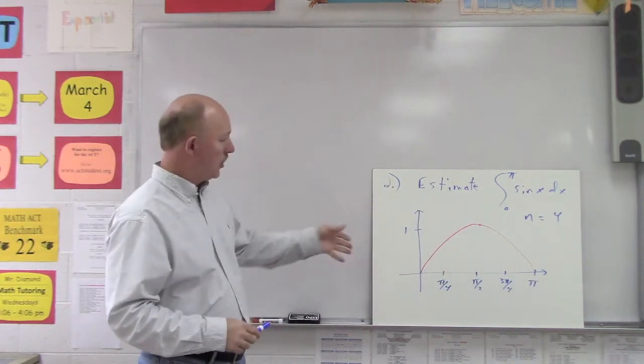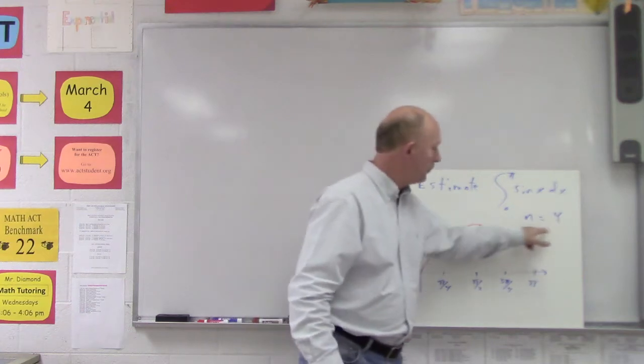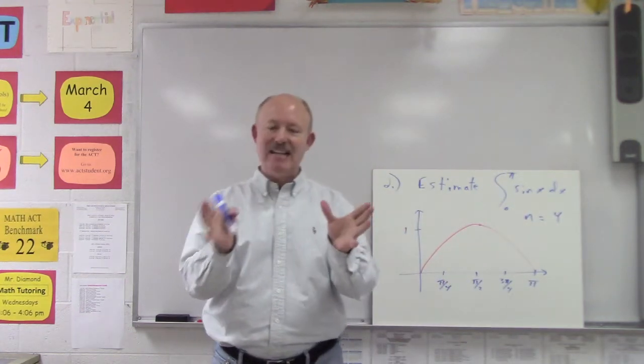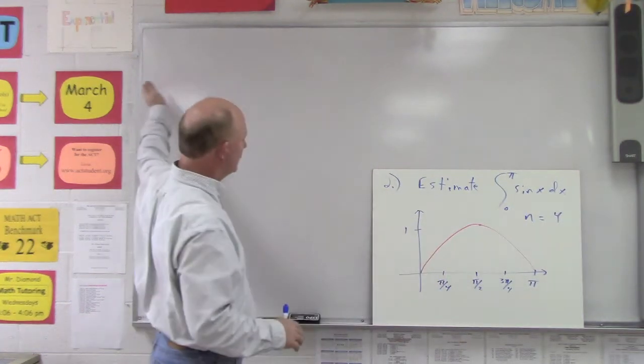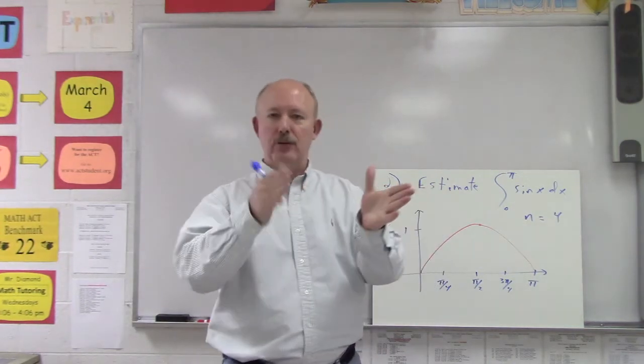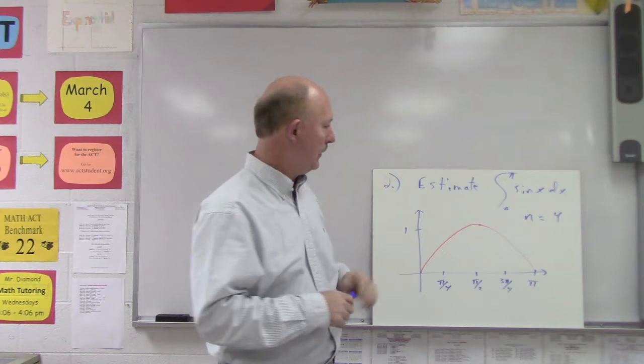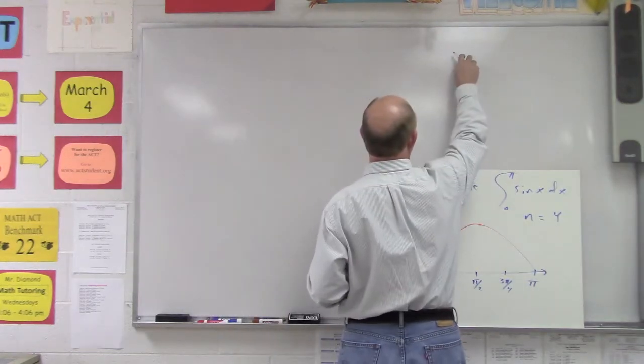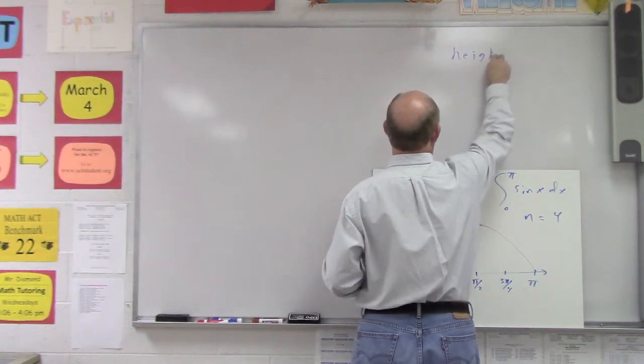As you look at your curve here, once again we're going to do n equals 4. I thought about doing 8 subintervals, but trying to get all this on my marker board would be hard. The same process works with 8 as it works with 4. So to start off, we need to get our height. Let's describe our height.